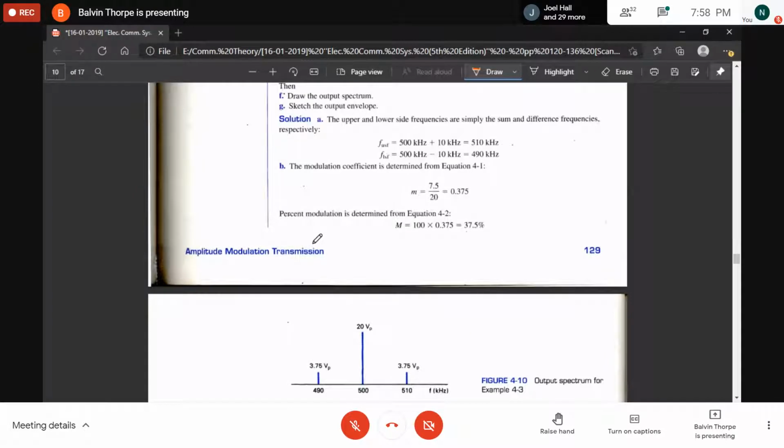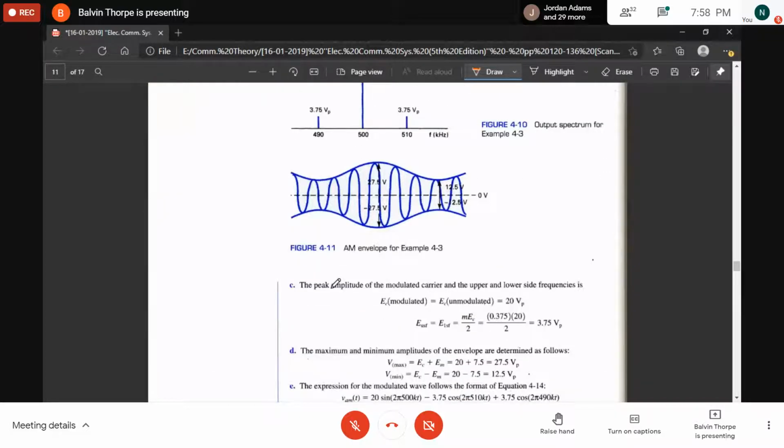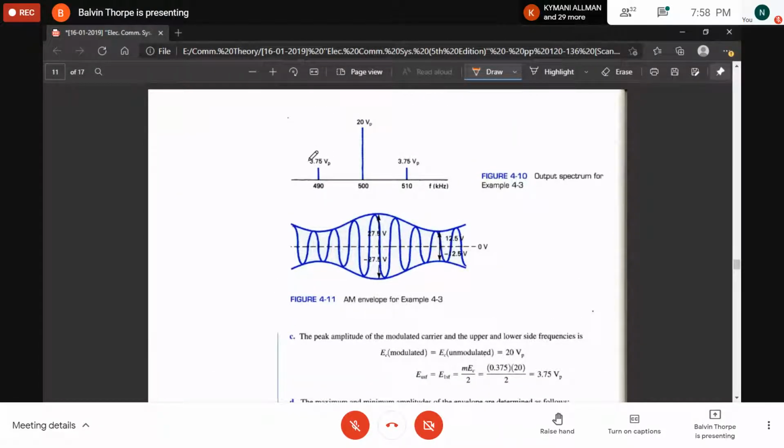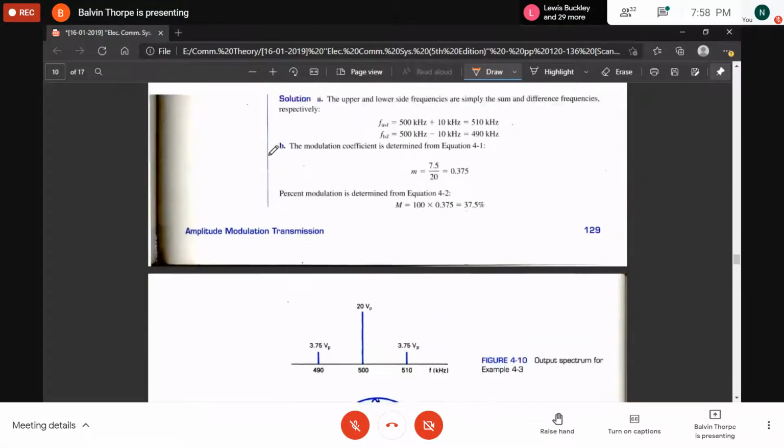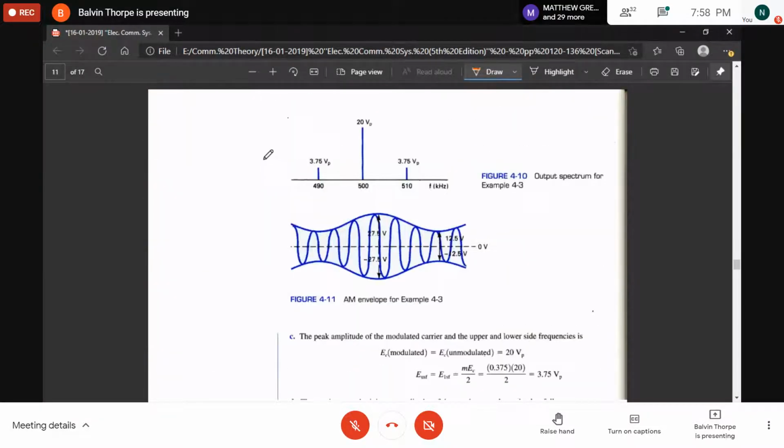What's EC again? Could you repeat? Yes, 20. All right, so the 20 times 0.375 and then divided by 2. And remember I said that for both the upper and lower side frequency, their amplitude will be the same. The only thing that will differ is the frequency shifting.